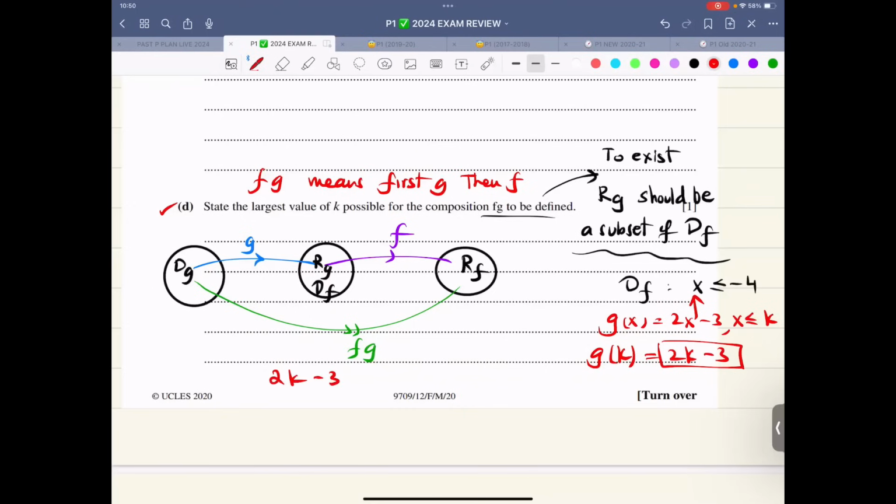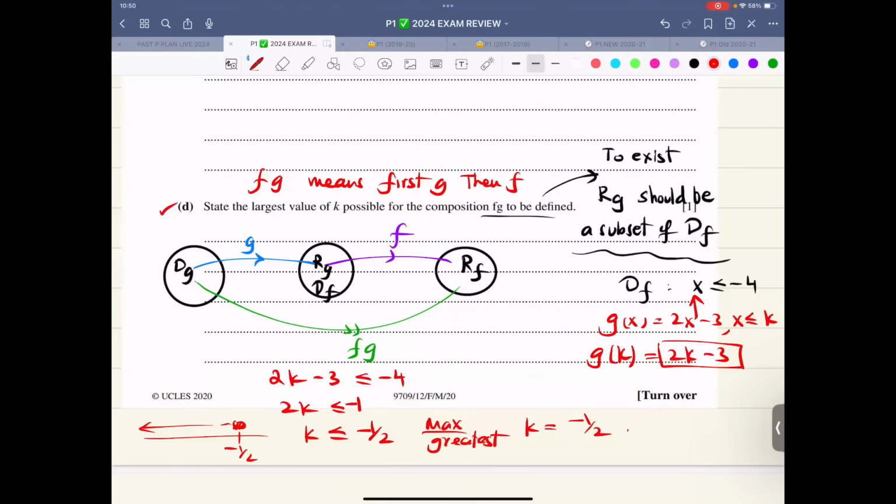So 2k minus 3 is less than or equal to negative 4. 2k is less than or equal to negative 4 plus 3, which is negative 1. Therefore, k is less than or equal to negative half. So this is negative half, all the values lesser than this. So what is the maximum value? What is the greatest possible value? That is k is equal to negative half. So that is the working that needs to be done for 1 mark.